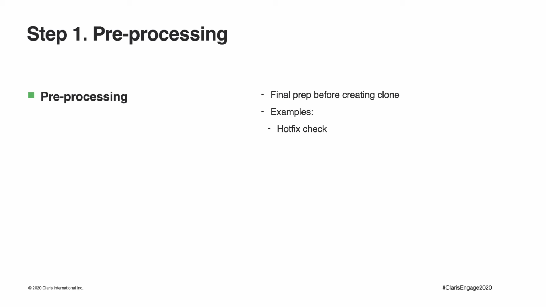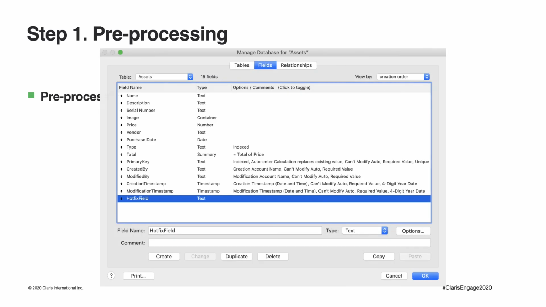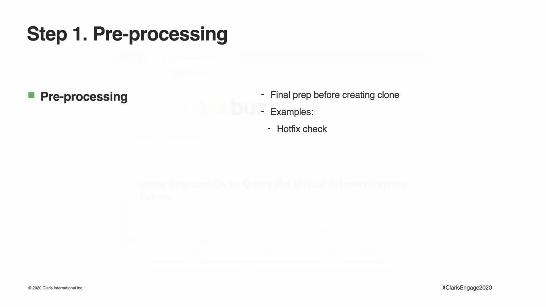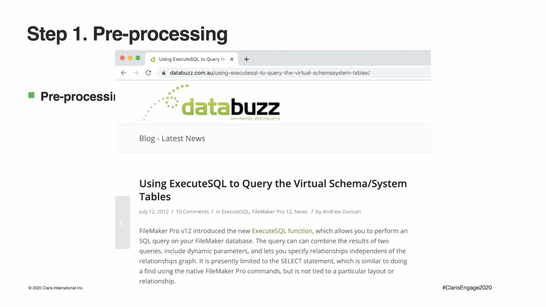If that happened, then that record data would not migrate during the deployment, and as a result, it would be lost. One way to do this check is to sort the fields by creation order, and another way is to query the virtual schema using execute SQL, which you can learn more about by reading this blog post here.